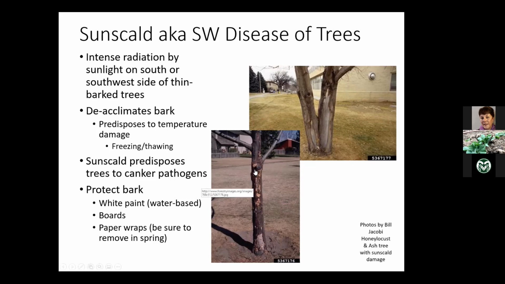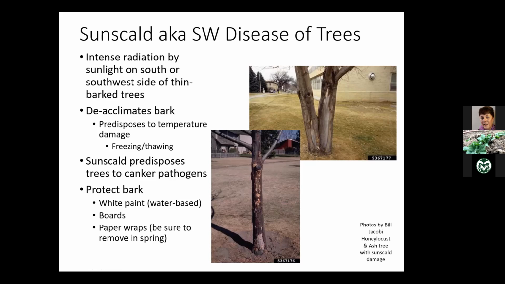Down here, this lower picture, you can see a maple, and you can see the sun scald damage here. So basically what we recommend is you can use a water-based white paint to reflect the UV off of the tree. You can lean boards up against these trees to help protect it from that UV light. And you can also do paper wraps. You can wrap the trunk in paper, those tree wraps.